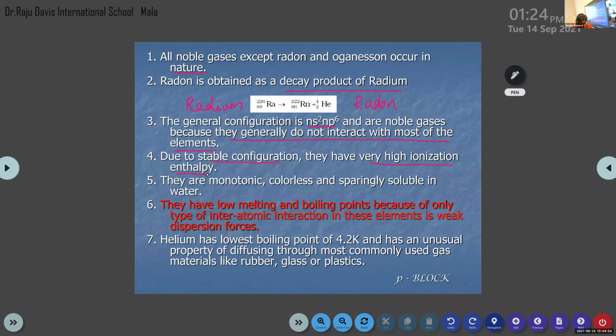Clear? That's about their ionization enthalpy. And the atomic radii increase down the group, from top to bottom.